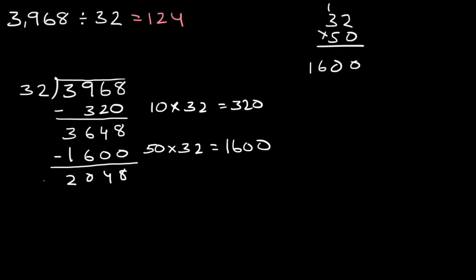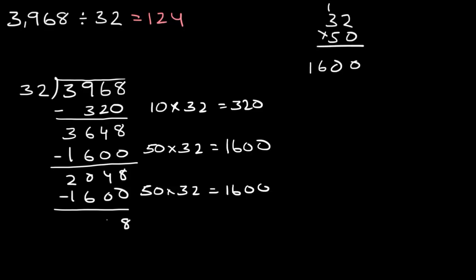And I could keep going. Now let's see, 32 goes into 2,048. Well, I could go another 50 times. 50 times 32 is equal to 1,600. And so let me write that here. 1,600. I subtract. And let's see, this becomes what? 8 minus 0 is 8. 4 minus 0 is 4. 20 minus 16 is 4. So 448.